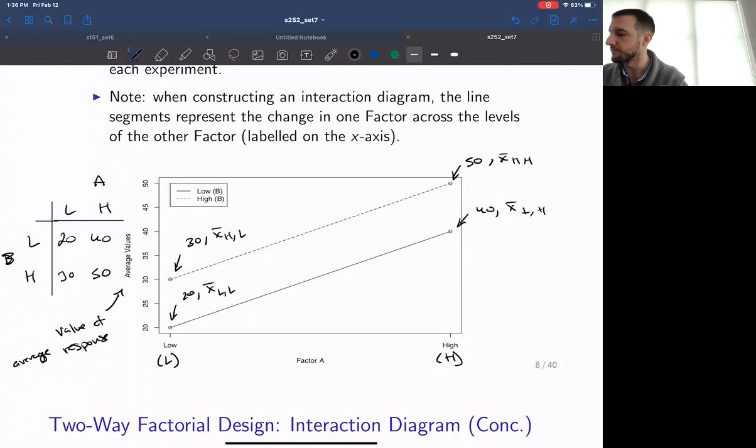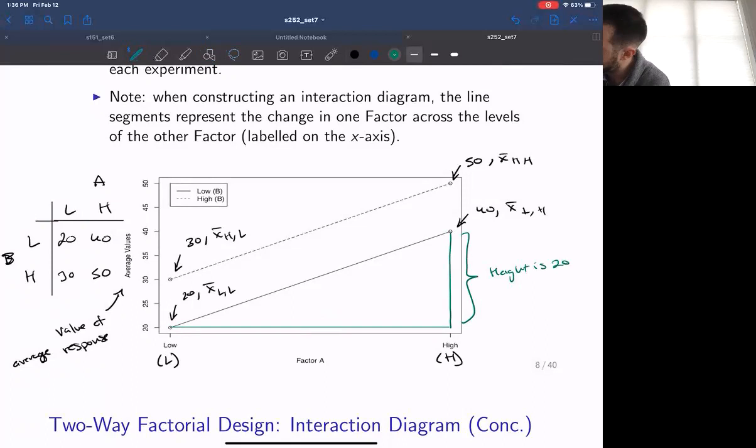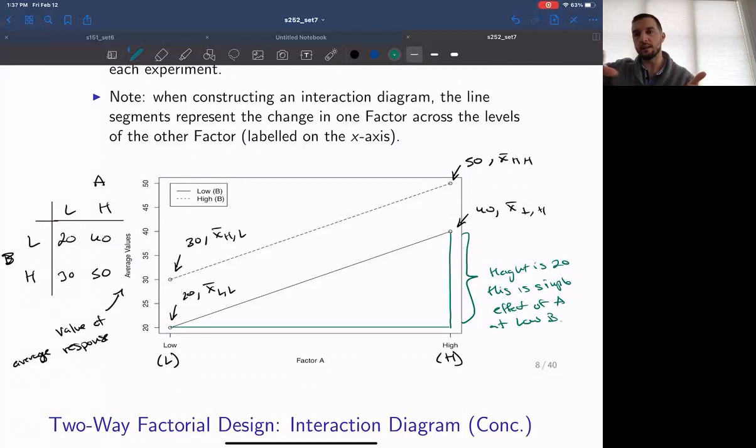Now, some of the things that we can pick apart just from studying the interaction diagram. If you compare the differences between the points on the connected line, let's say we draw a solid line from this point to this point, and then a line from here to here, the height of this line is 20. That's a simple effect of A at low B. The slope of the line in this case represents the simple effect across the values on the x-axis while being fixed at one of the levels of the other variable.